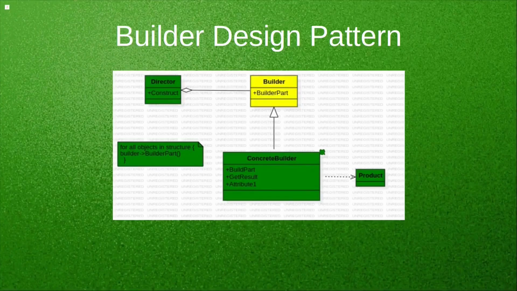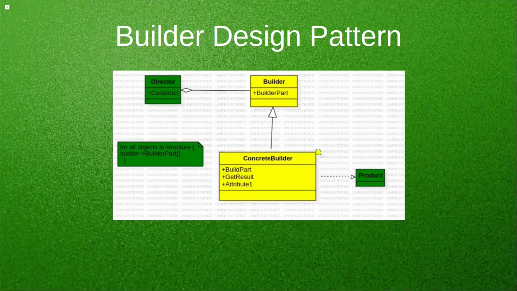UML. Builder specifies an abstract interface for creating parts of a product object. Concrete Builder constructs and assembles parts of the product by implementing the builder interface, defines and keeps track of the representations it creates, and provides an interface for retrieving the product. Director constructs an object using the builder interface. Product represents a complex object under construction. Concrete Builder builds the product's internal representation and defines the process by which it is assembled. Includes classes, including interfaces, that define the constituent parts into the final result.